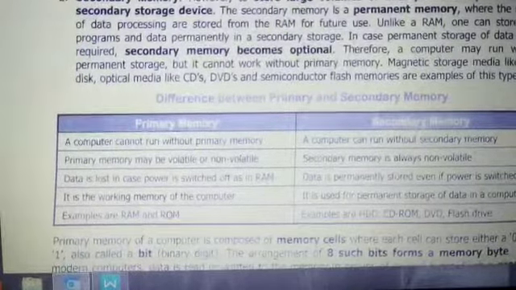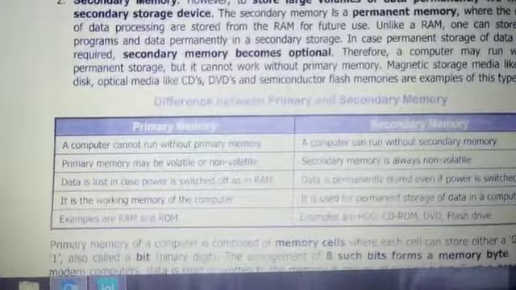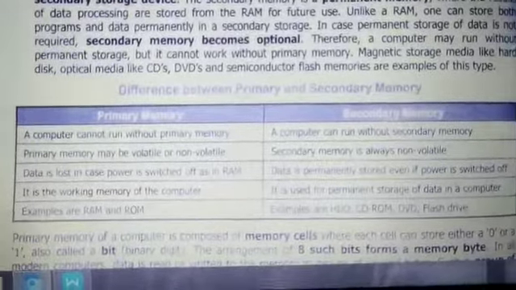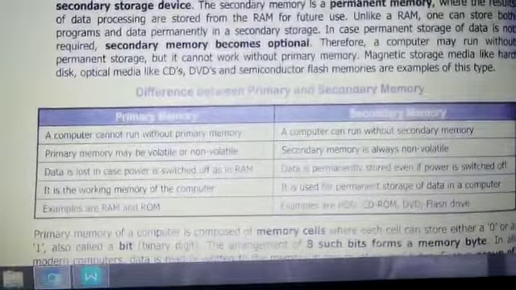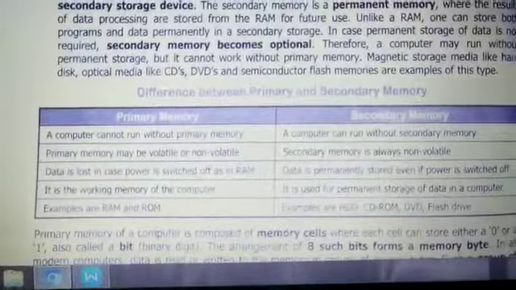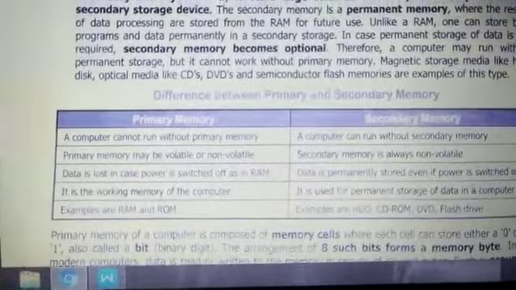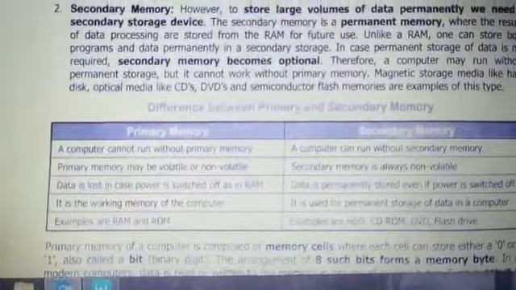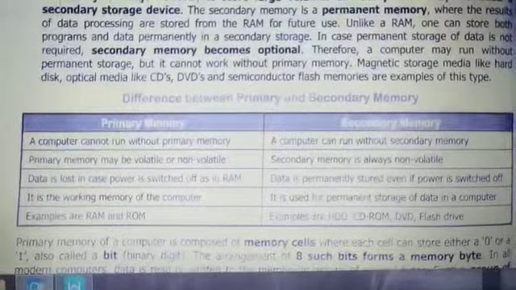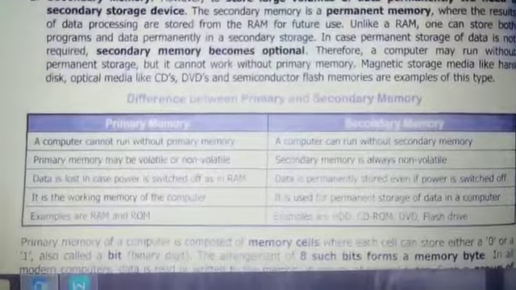What is the meaning of volatile and non-volatile? Volatile means it will store the information temporarily, and non-volatile means it will store the information permanently. In case of primary memory, the information can be stored permanently or temporarily, but in every case the secondary memory will store the information in a permanent way.